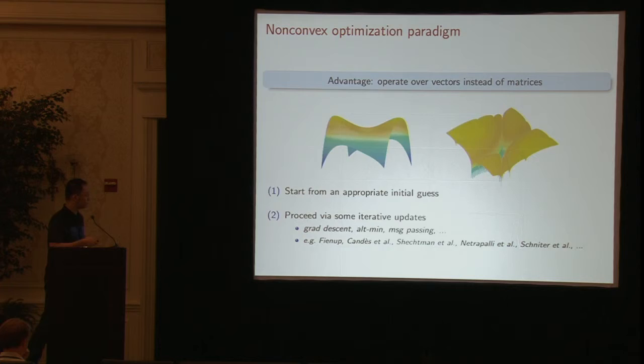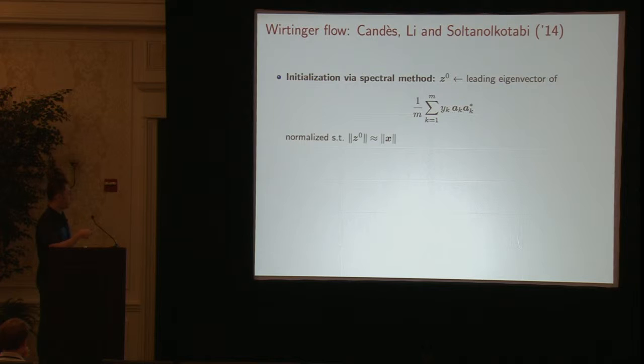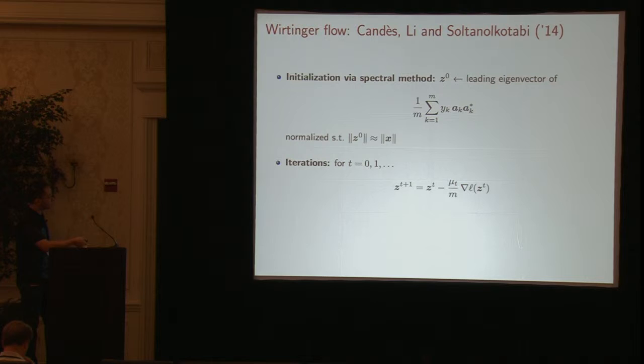Okay, so in this talk, I will focus on one particular paradigm, which is Wirtinger flow. This was designed last year by Emmanuel Candès, Xiaodong, and Mahdi. So let me summarize what they have been doing. This is a two-stage algorithm. First, we find an initial guess using spectral methods. We try to find the leading eigenvector of this matrix, and then apply suitable normalization. After we get the initial guess, we follow some sort of Wirtinger flow.